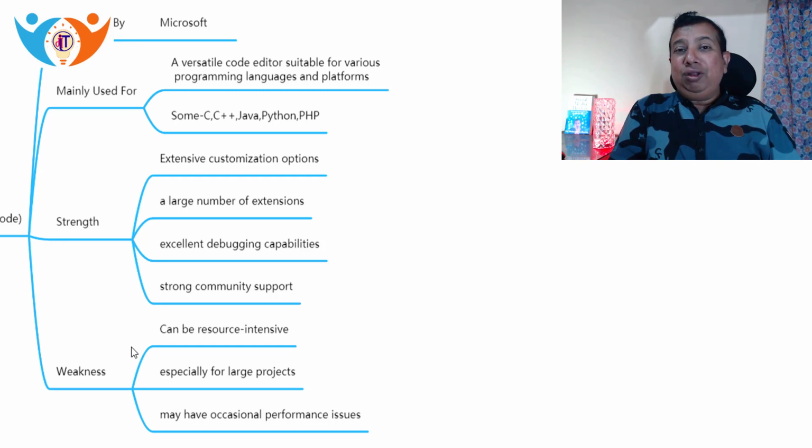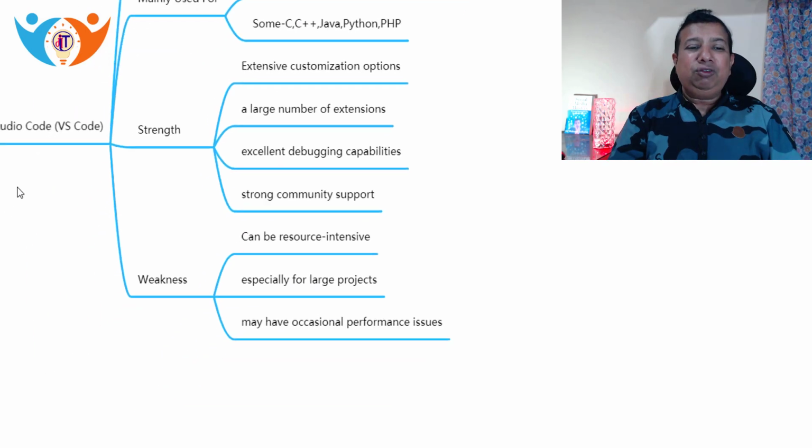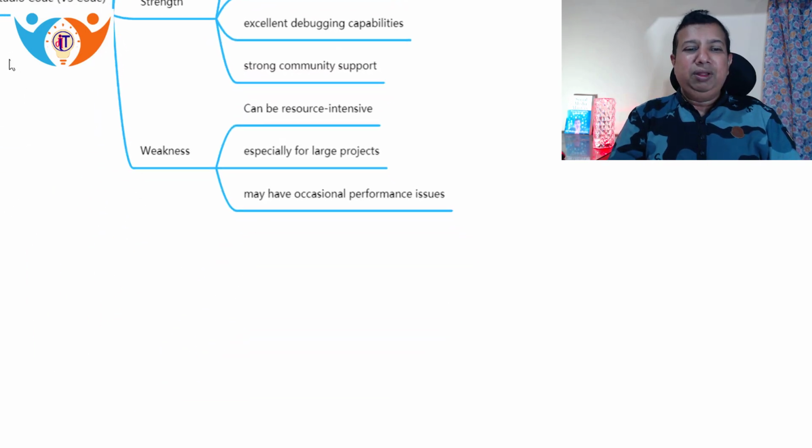Sometimes we are installing plugins but they are not working properly, extensions are not working properly. In that case, how to overcome such kinds of problems is a tedious job. That is one of the major limitations in VS Code. This is the first code editor. Now let us move to the second code editor.